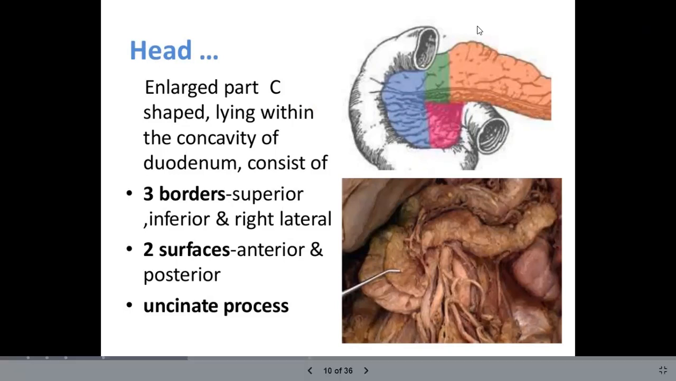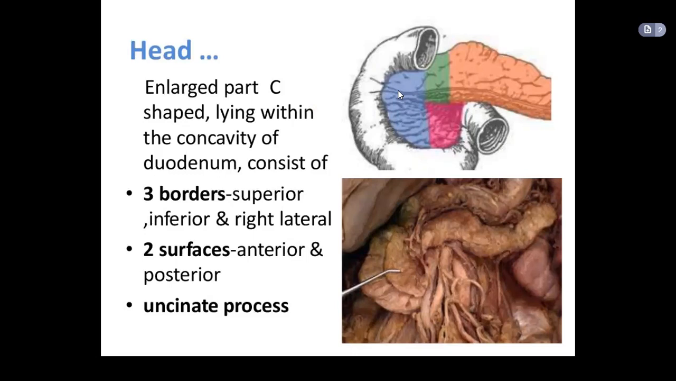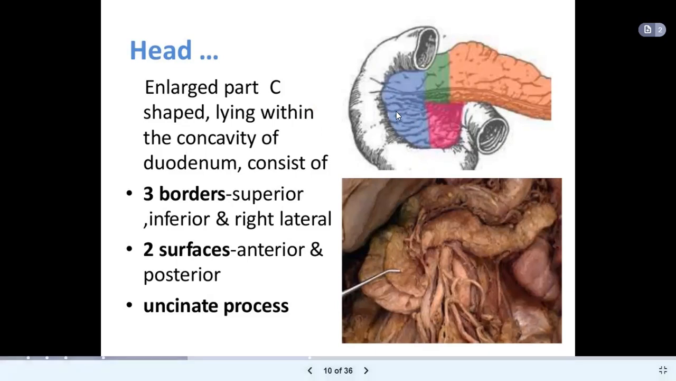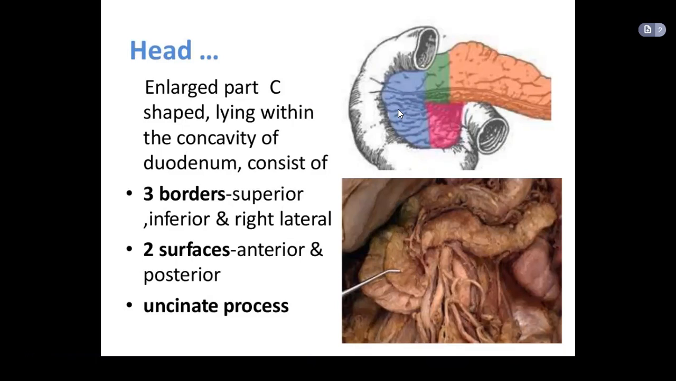So this head is situated within the C-shaped concavity of the duodenum, and it lies at the level of L1 and L2 vertebrae in the posterior abdominal wall.